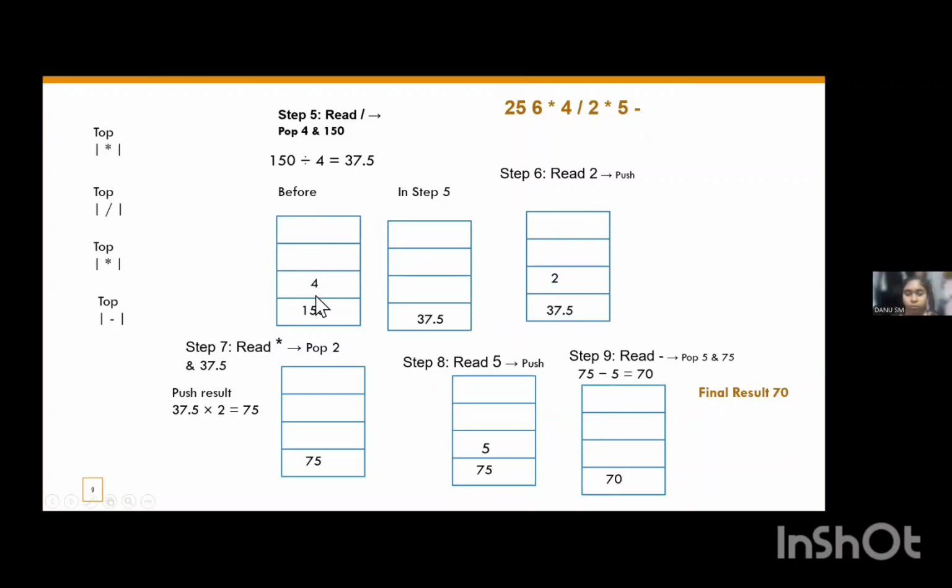After 4 is pushed into the stack, 150 was pushed before, and then 4 is pushed, and then the division operator comes, so it is divided and the result is 37.5. After 37.5, 2 is pushed into the stack. Then comes the multiplication operator, so multiplication is done and 75 is pushed to the stack. After this multiplication, 5 comes, so 5 is pushed, and then the minus operator comes, so it will be 70, the final answer.